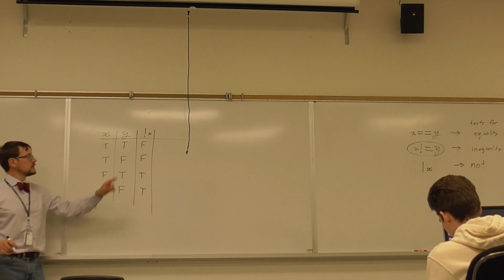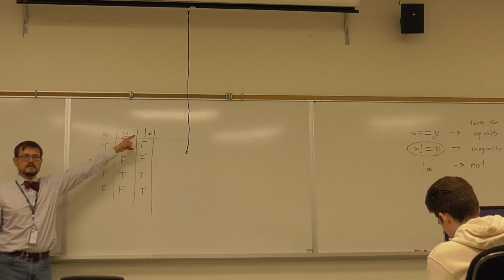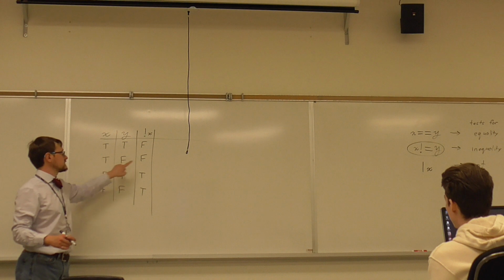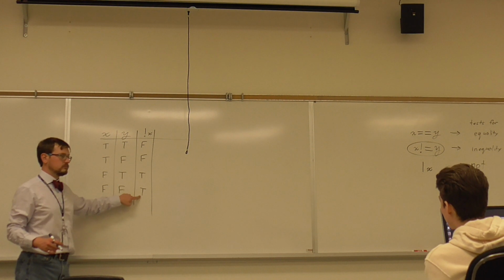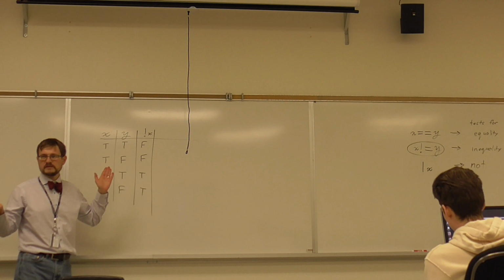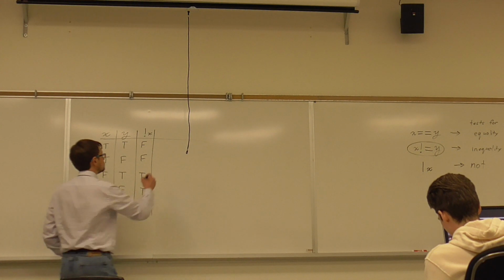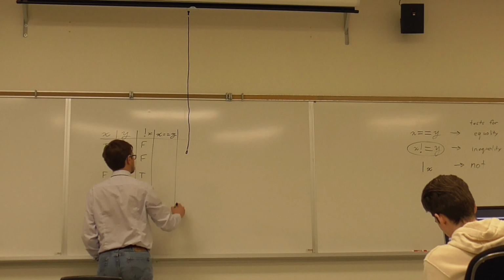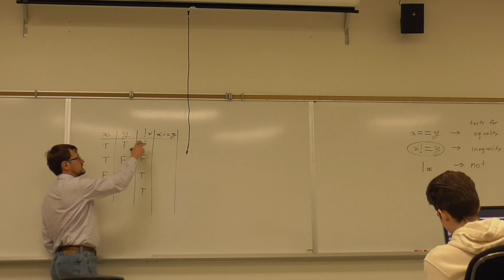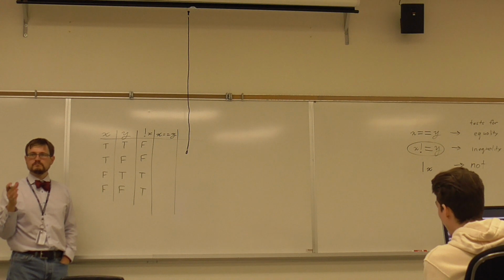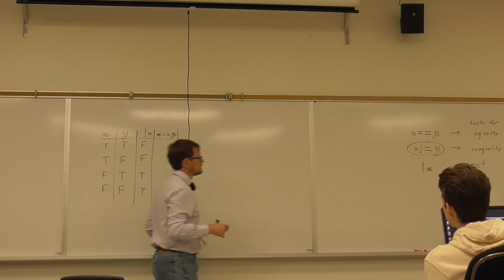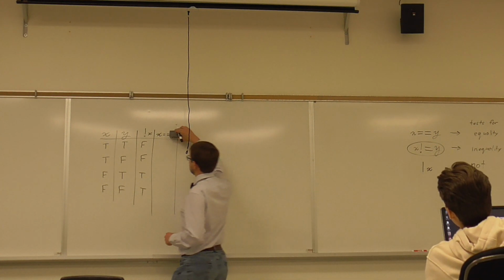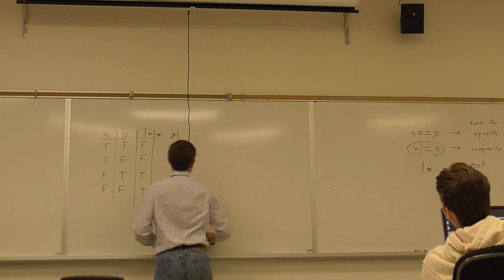So, if we apply Boolean negation to x, true becomes false, and false becomes true. And that's it. Very simple. X equaling y, this is... So it's not, let's stick to logic operators then.